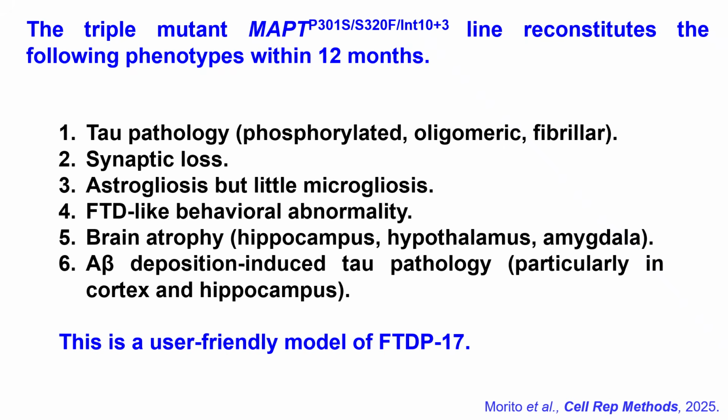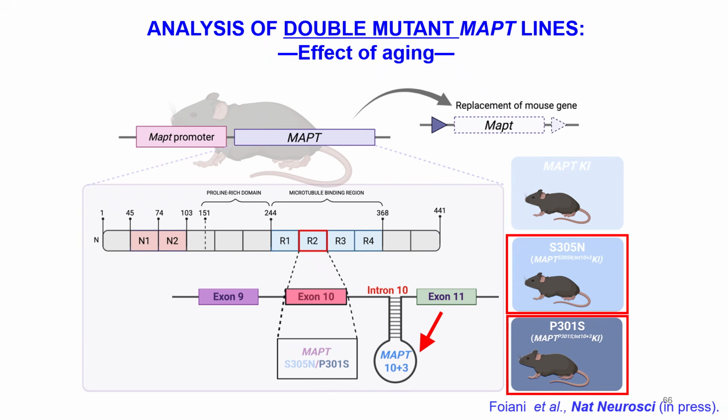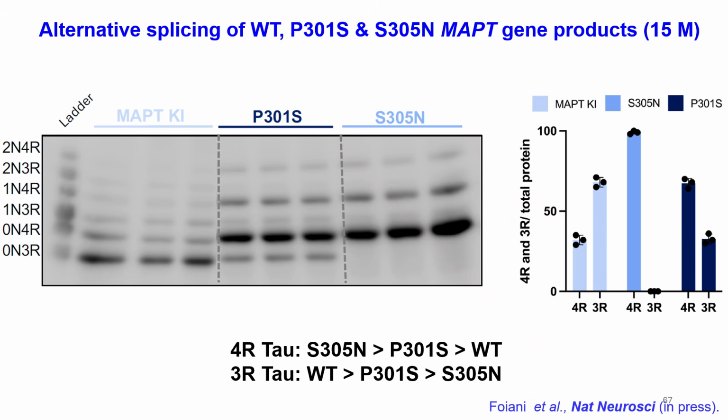This is indeed a user-friendly model of FTDP17. Thus far, you have seen the phenotypes of the triple mutants, but now I would like to draw your attention to the double mutant line that carries S305N or P301S and intron 10 mutations. These mice allow analyzing the effect of aging and show the presence of distinct pathways that account for tau pathology.